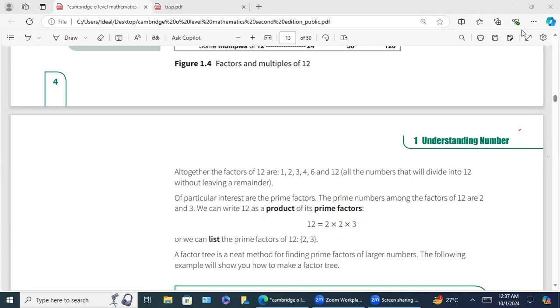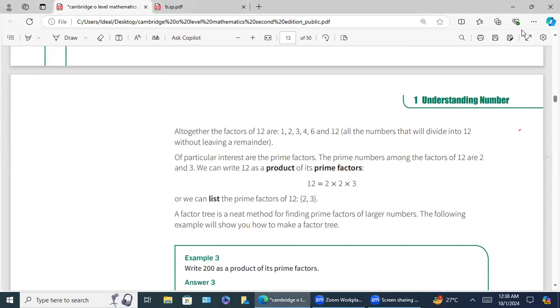So, of particular interest are the prime factors. The prime numbers among the factors of 12 are 2 and 3. We can write 12 as a product of its prime factors. Absolutely. We can create a prime factor table. Then we see what the prime factors of 12 are. So let's start.